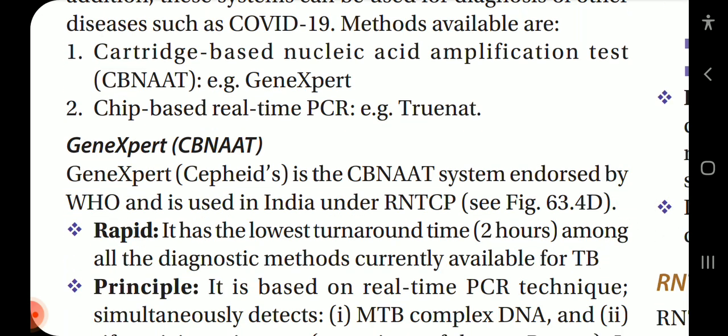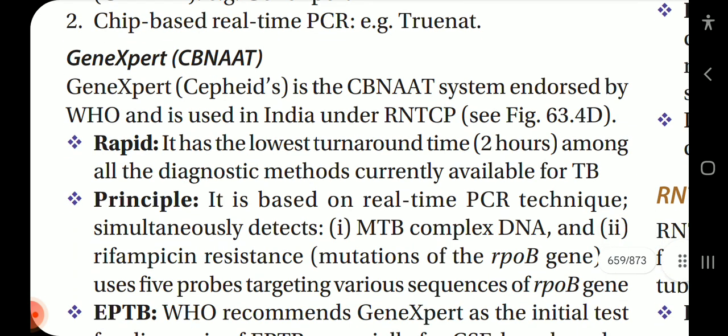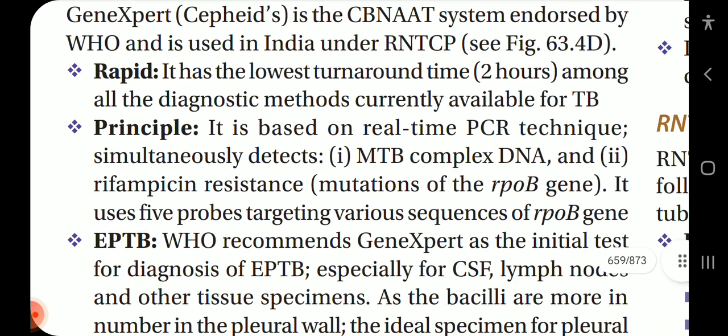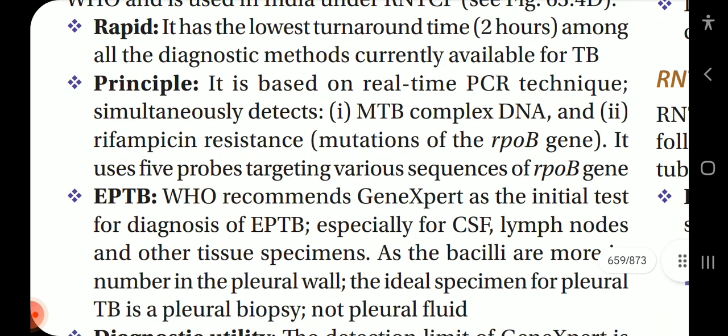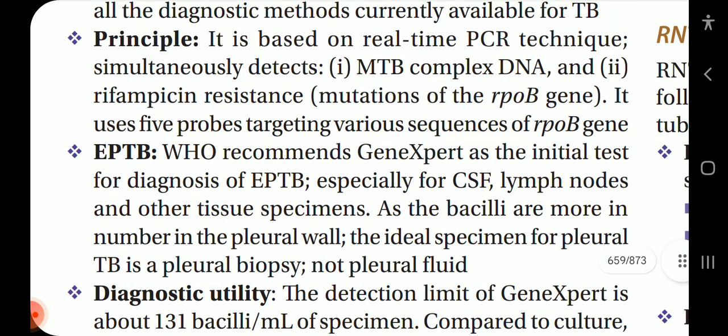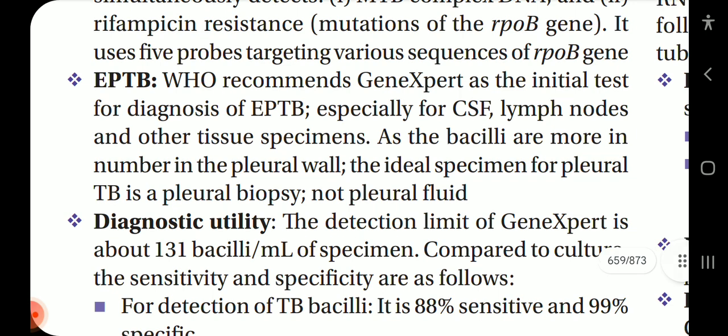GeneXpert CB-NAAT. GeneXpert Cepheid is the CB-NAAT system endorsed by WHO and is used in India under RNTCP. Rapid, it has the lowest turnaround time, 2 hours, among all the diagnostic methods currently available for TB. Principle is based on real-time PCR technique, simultaneously detects MTB complex DNA and rifampicin resistance mutation of the rpoB gene. It uses 5 probes targeting various sequences of the rpoB gene.